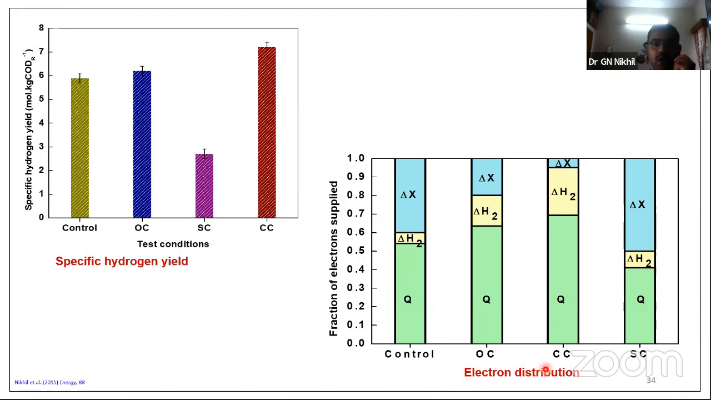And this is another empirical study which I have carried out, that is electron distribution, to see how the electrons are actually distributed, where they are basically going, whether into charge formation, that is for electricity production, or for biomass production, or for hydrogen production. So at closed circuit at 300 ohms, a good amount of voltage was produced. A certain fraction was used for hydrogen, and a very minimum fraction is used for biomass formation in comparison to the other conditions which we have operated.